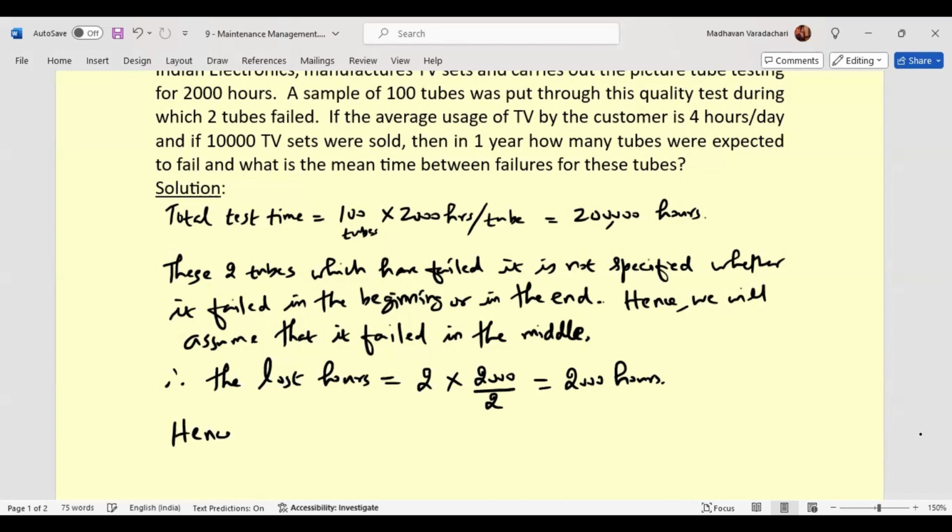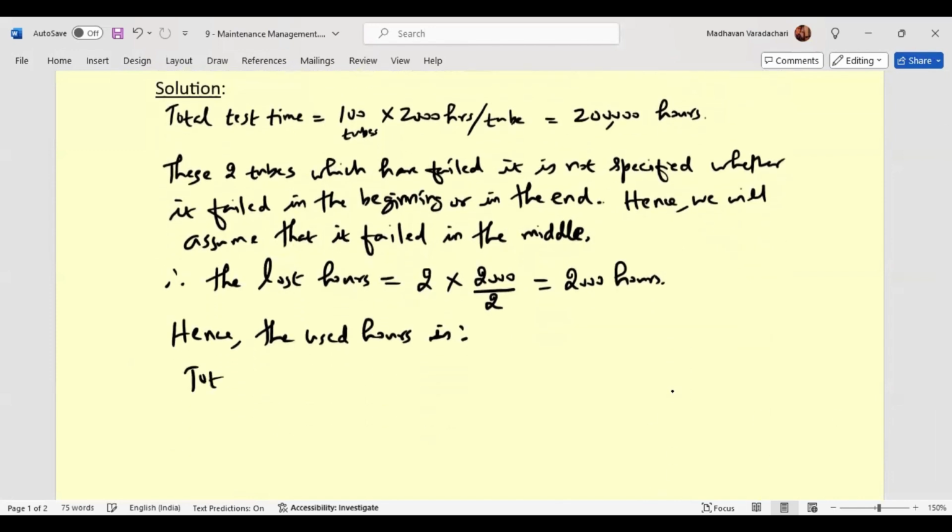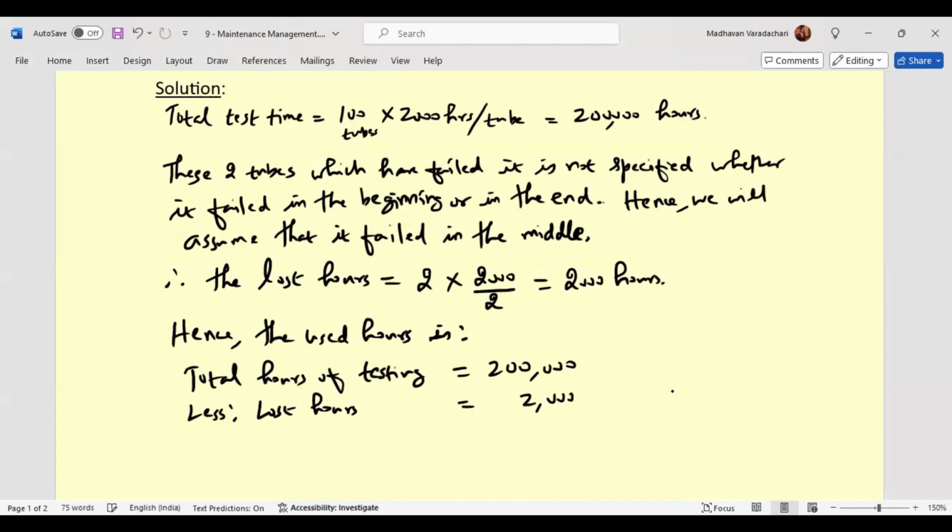Therefore, hence, the used hours is, we will consider the total hours of testing, which is 2 lakh hours, less lost hours, which is 2000. So used hours is 1,98,000 hours.